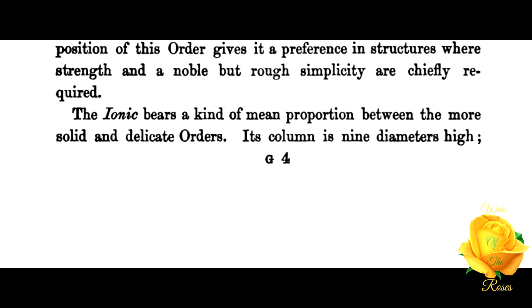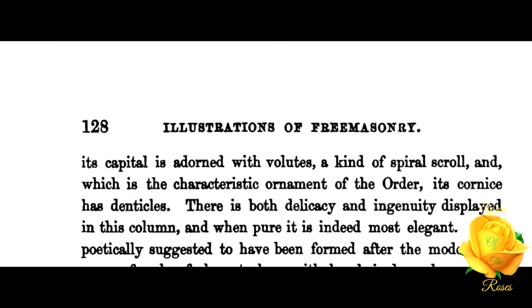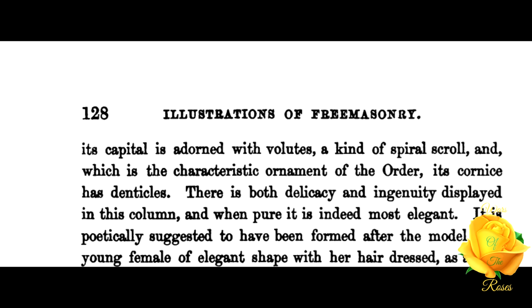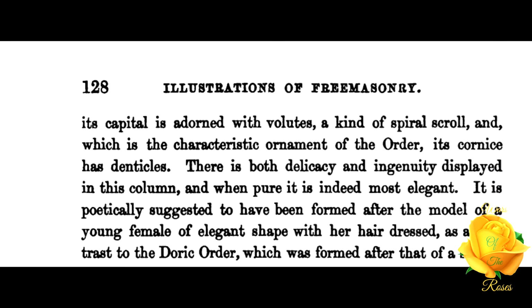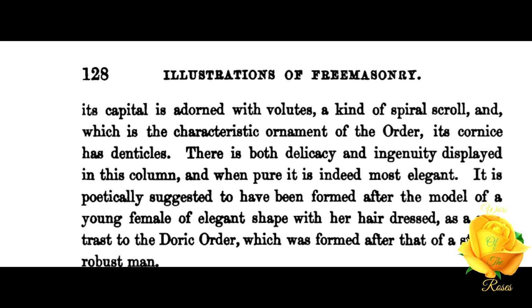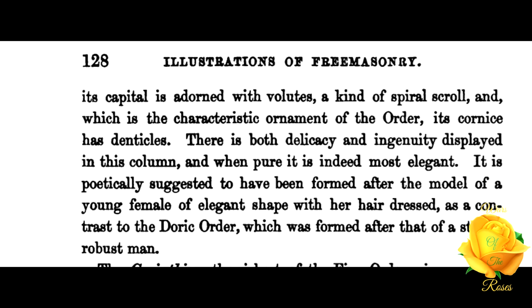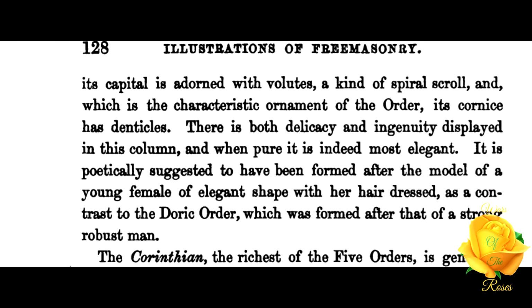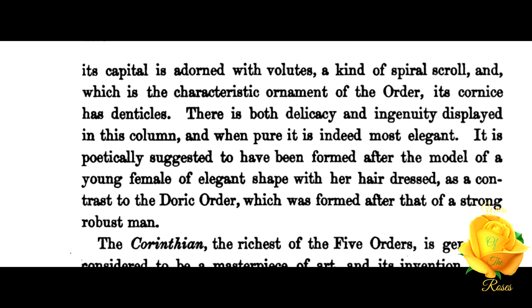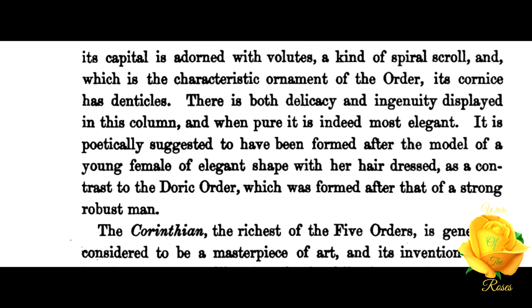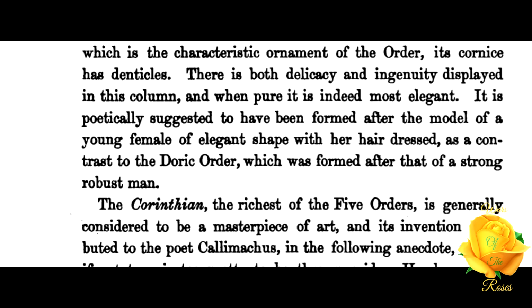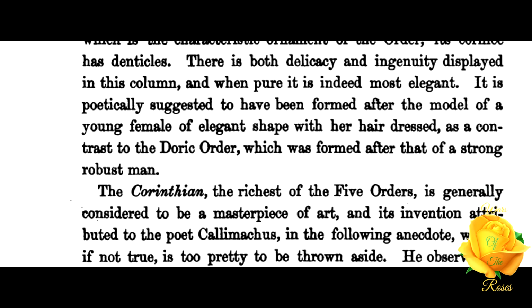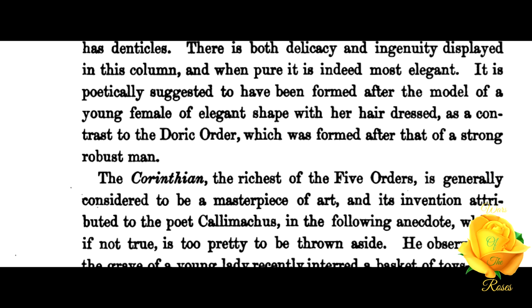The Ionic bears a kind of mean proportion between the more solid and delicate orders. Its column is 9 diameters high. Its capital is adorned with volutes, a kind of spiral scroll, and, which is the characteristic ornament of the order, its cornice has denticles. There is both delicacy and ingenuity displayed in this column, and when pure it is indeed most elegant. It is poetically suggested to have been formed after the model of a young female of elegant shape with her hair dressed, as a contrast to the Doric order, which was formed after that of a strong, robust man.